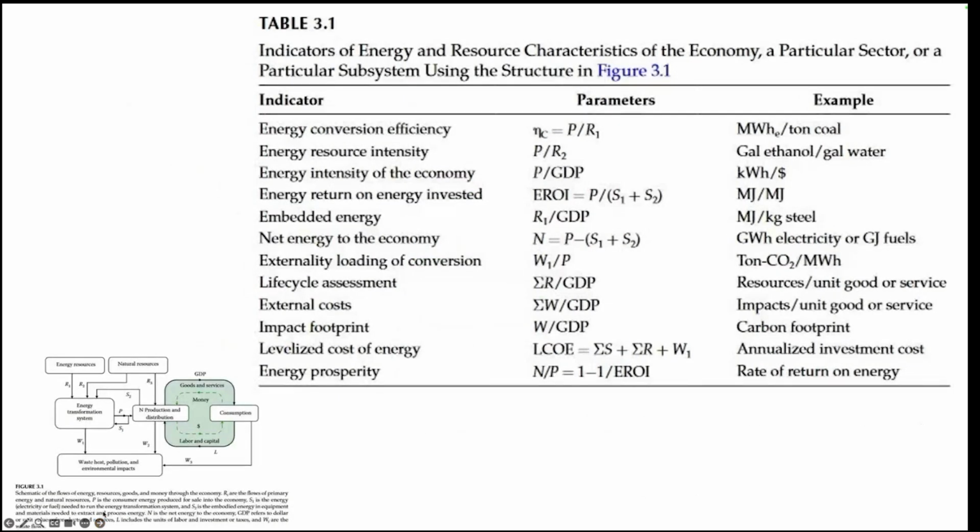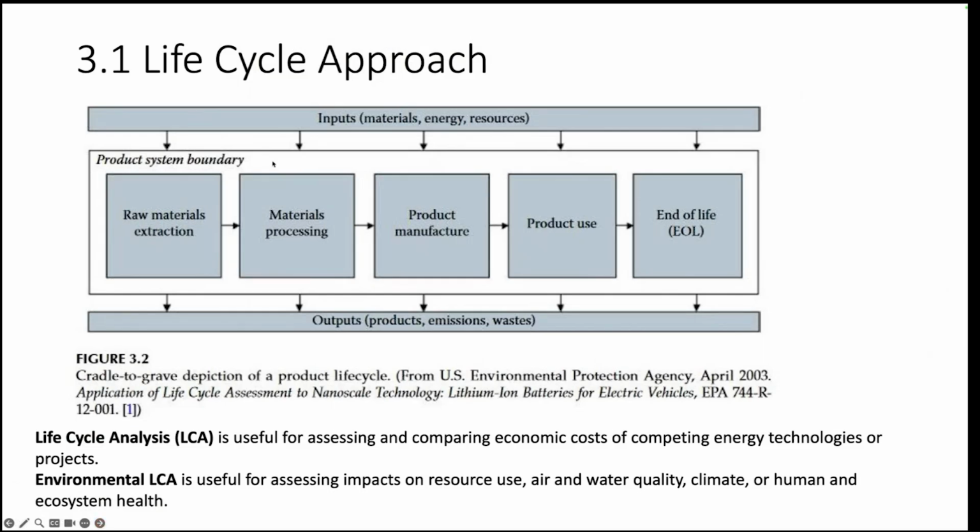So here's a bunch of things that's in your book, a table explaining these things. We're not going to go into them here. And then your book gets into the life cycle approach, which is inputs, outputs, and all of the things that go on. We're not talking about producing energy now. We're talking about using energy. So extracting raw materials, the energy needed for processing them, the energy needed for producing them, the energy needed to use them, and then the end of life. So this life cycle analysis is very useful for evaluating the economic costs of competing energy technologies or projects.